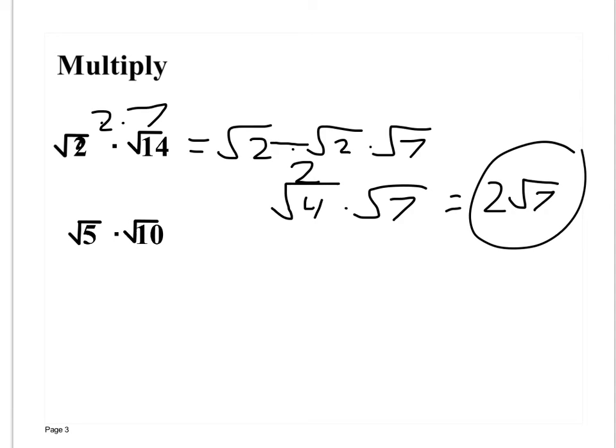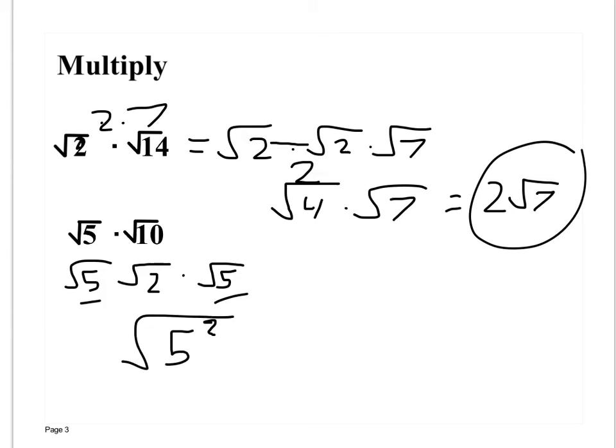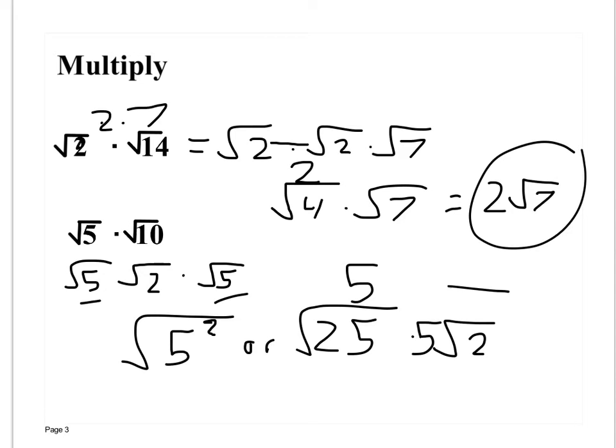Square root of 5 and square root of 10. Neither of those has a square. But square root of 10, I can break that into what? 2 and 5. When I combine the 5 and 5, that would give me 5 squared, or 25. What is the square root of 25? 5. And then I combine it with the square root of 2. So there's my answer: 5 square root of 2.